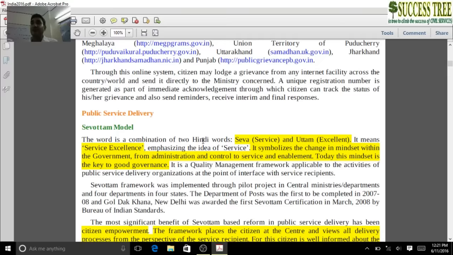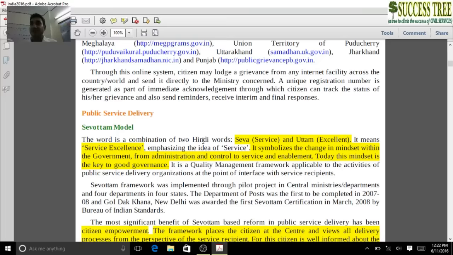When everybody knows what his or her entitlement is, what his or her right is, and they know from where, whom to approach in case they don't get justice or the service, where to complain. In India, this remains a major problem, major trouble, that we don't even know these things.